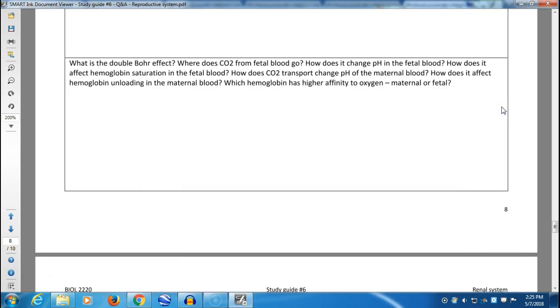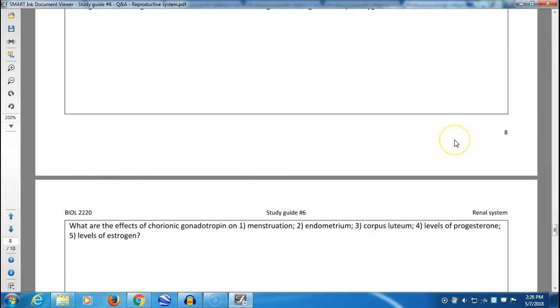So for Bohr effect, pH in the fetal blood goes up, in the maternal blood goes down. As pH in the maternal blood goes down, oxygen unloads and gets in the fetal blood where pH is up and it binds to hemoglobin. So that's double Bohr effect. And also fetal hemoglobin has higher affinity to oxygen.